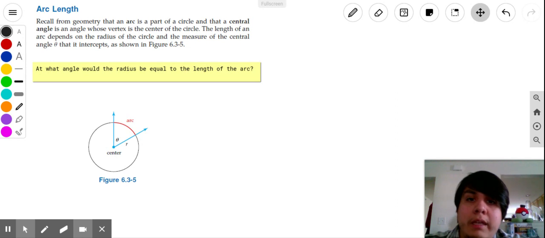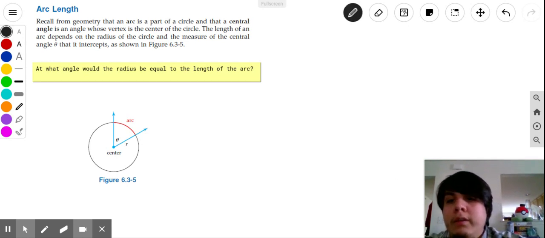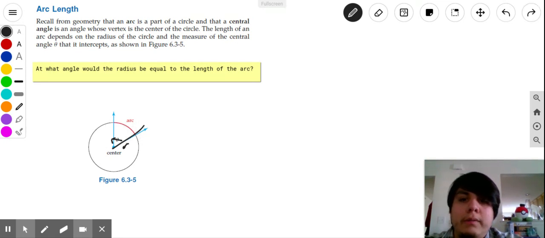It's kind of nice getting the color coordinating for you. You have your angle theta, which is just right there. All right, so this is your theta. You have your radius here, then you have your arc over there.